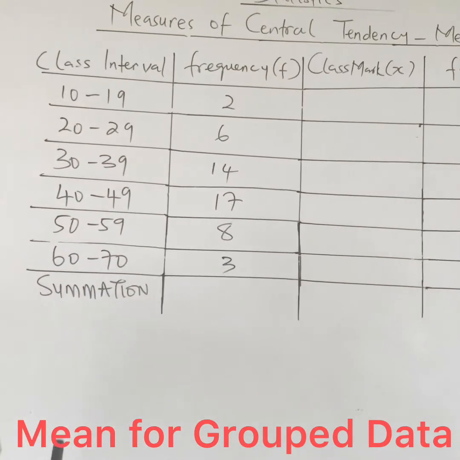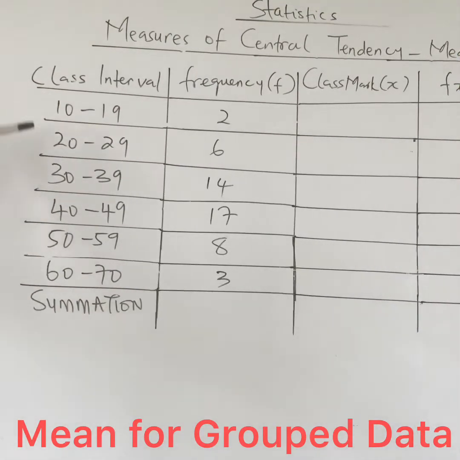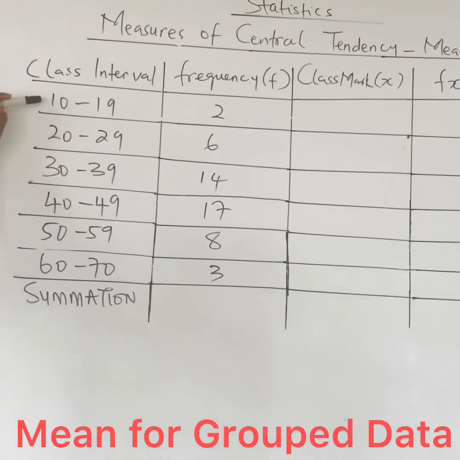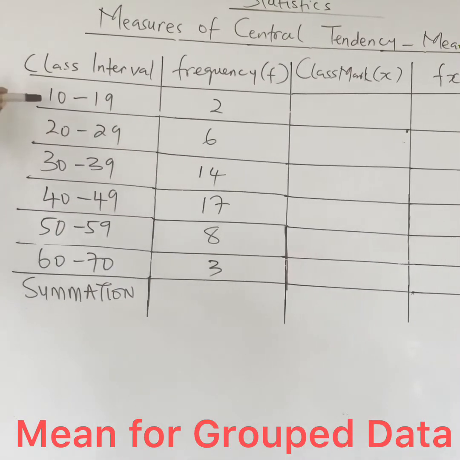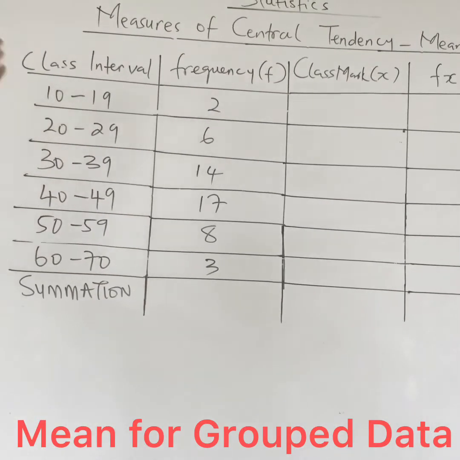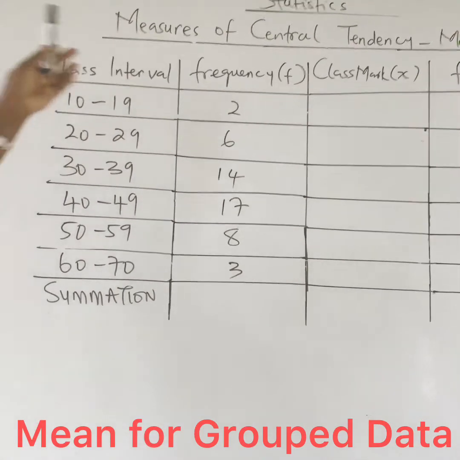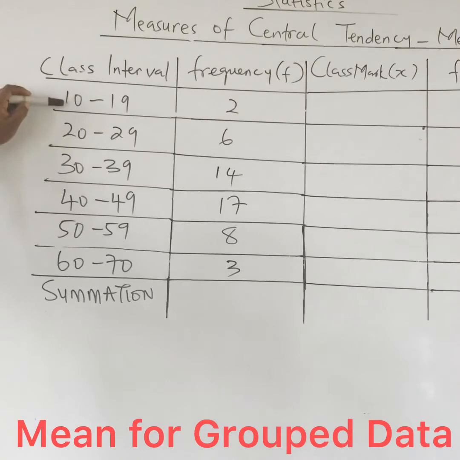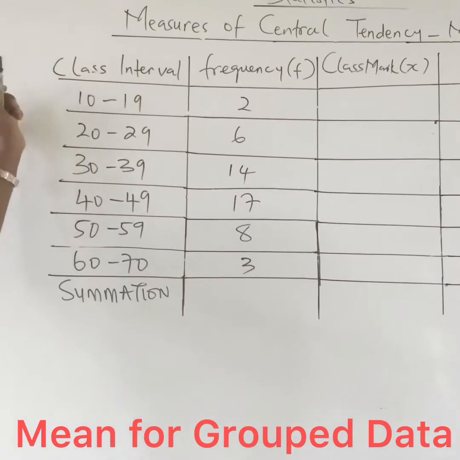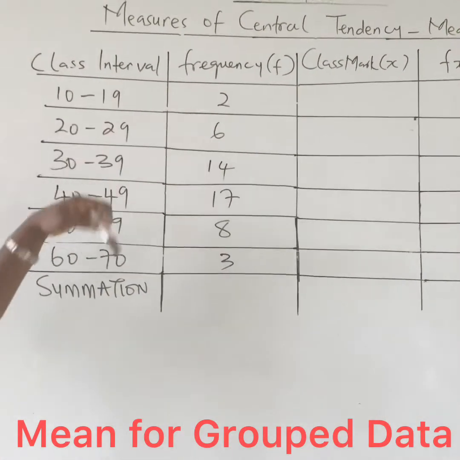So today already I have my data on the board. Here I have the class interval. When you group your data, you have them in intervals, okay? So here is my first class interval, 10 to 19. This means that this class contains values from 10 to 19. So we have 11 there, we have 12 and others till 19. So 10 is referred to as the lower class limit, while the 19 here is referred to as the upper class limit.